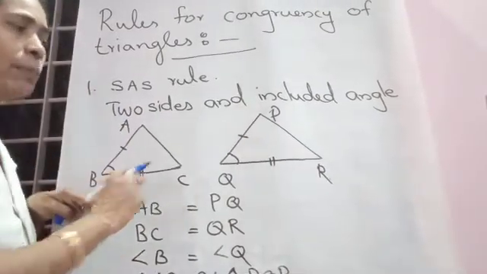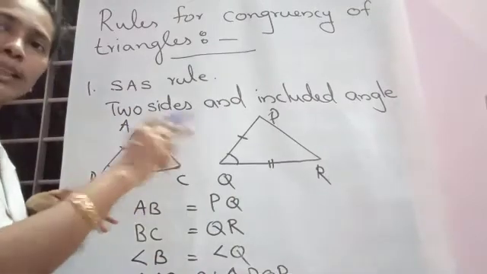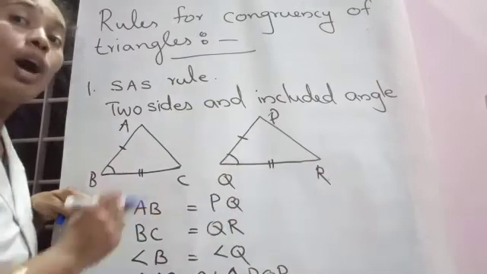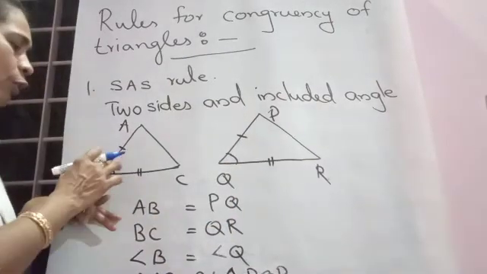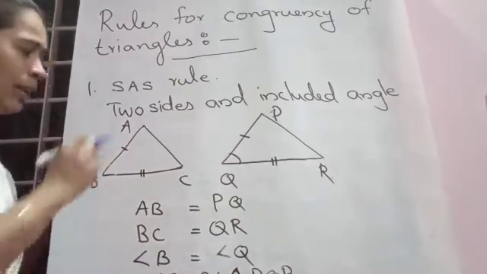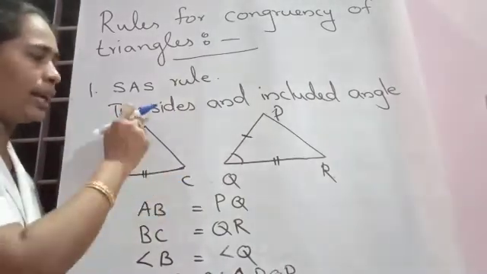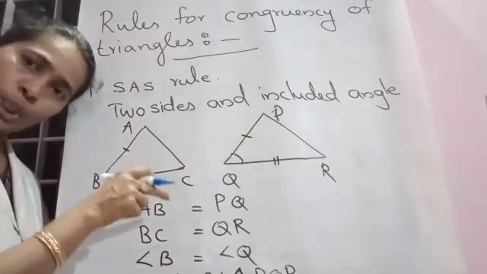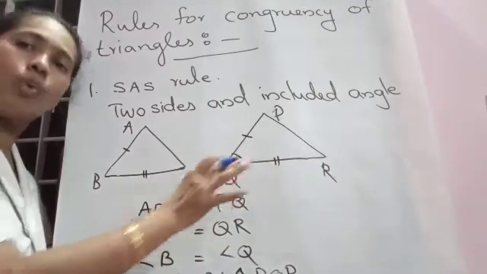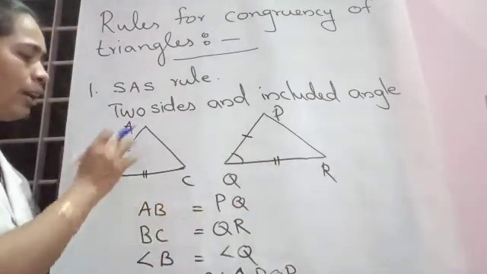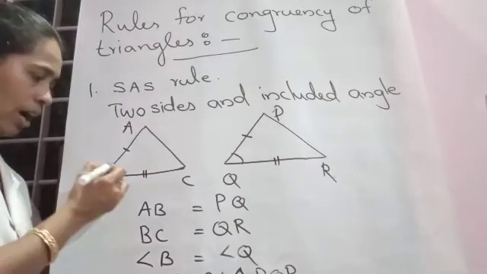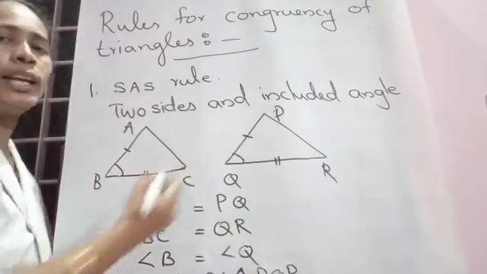Teacher has marked BC and QR with double lines. That is represented by BC is equal to which one? QR. And what is the angle formed by these two sides? Any sides you can take, there is no restriction. Instead of taking the side BC, you can consider AC also. That is also possible. Teacher has taken BC, so teacher has compelled to take QR also. Then what is the angle formed by AB side and BC side? Surely B. Similarly, this angle Q.